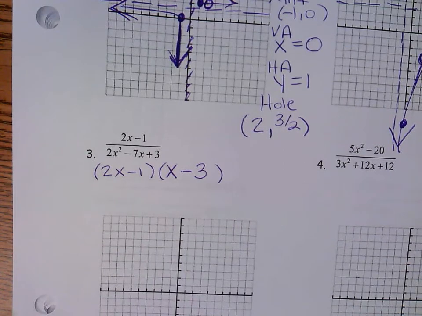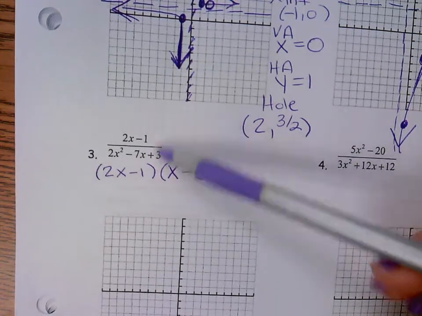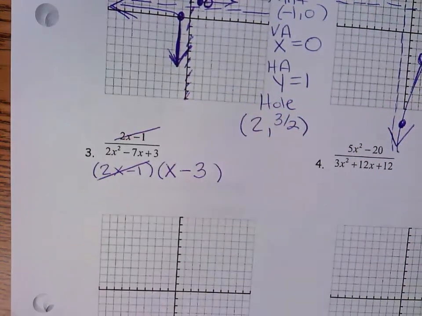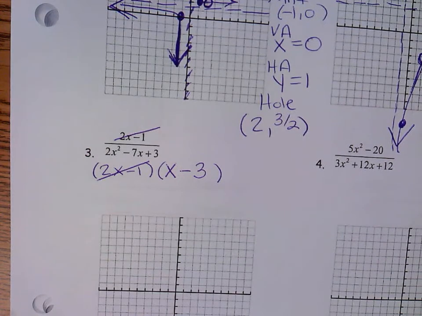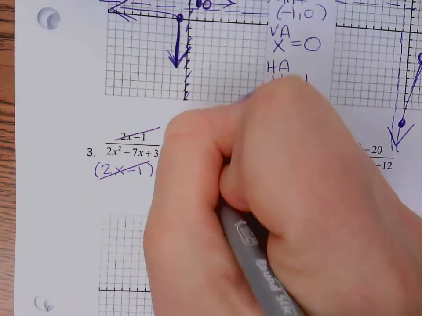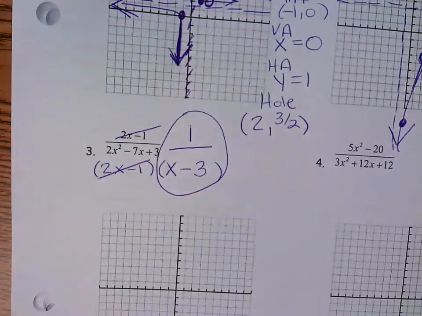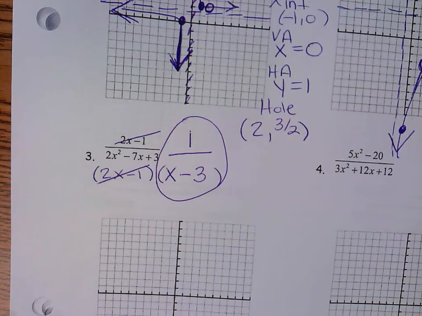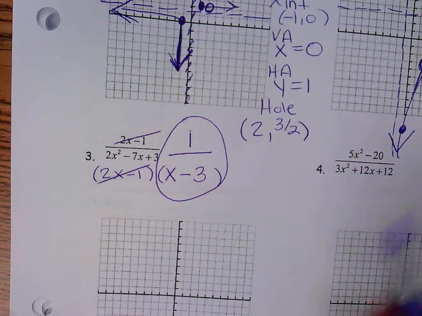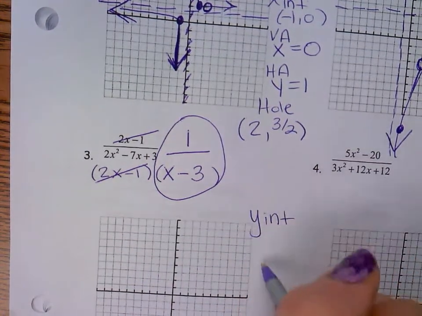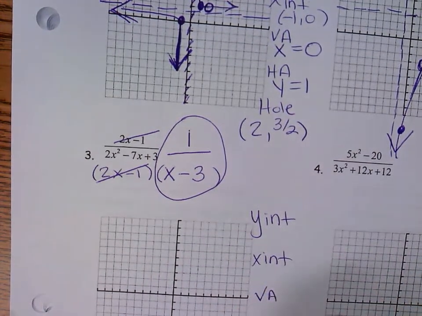So you don't have to go through the whole box method on some of these. If you use that cheater strategy, that I'm trying to cancel something out, it has to show up in the denominator if it's going to cancel out. It won't always work because there won't always be a hole, but it's a good little cheater method for rational functions. So your new function is 1 over x minus 3. There is a 1 in the numerator because anything divided by itself is 1, not 0. So we're going to go through this new function, find the y-intercept, the x-intercept, vertical, horizontal, and hole.